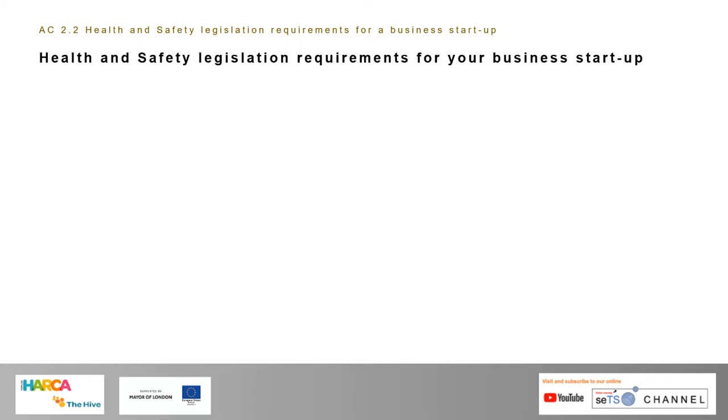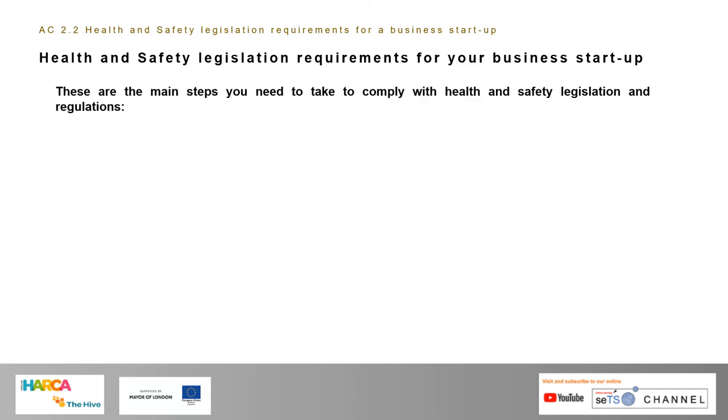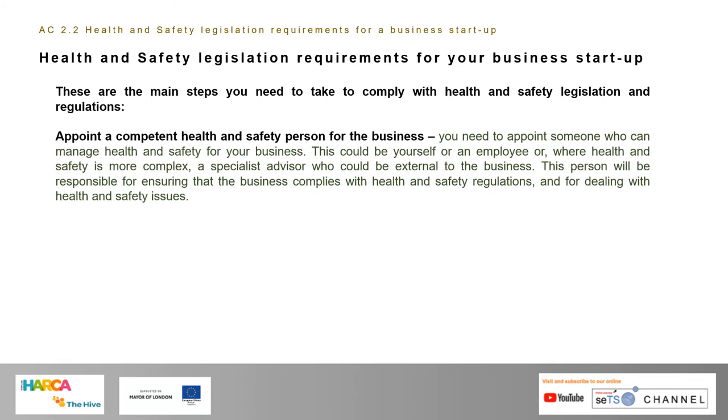Health and safety legislation requirements for your business startup. These are the main steps you need to take to comply with health and safety legislation and regulations. Appoint a competent health and safety person for the business. You need to appoint someone who can manage health and safety for your business. This could be yourself or an employee, or, where health and safety is more complex, a specialist advisor who could be external to the business. This person will be responsible for ensuring that the business complies with health and safety regulations and for dealing with health and safety issues.